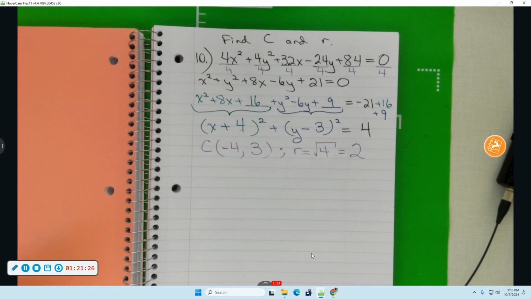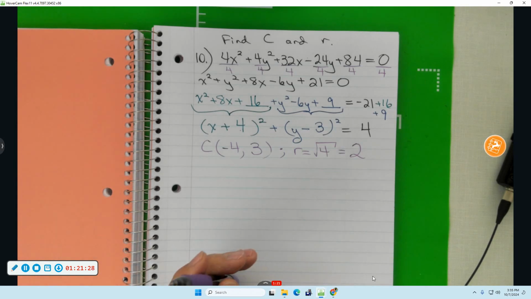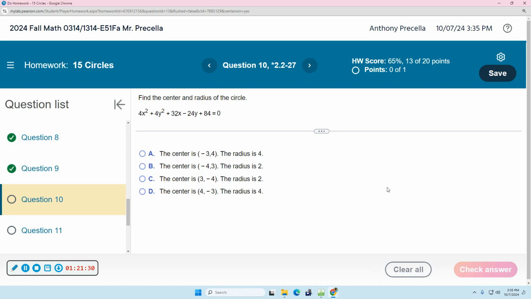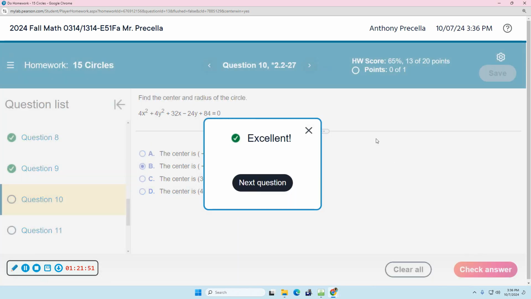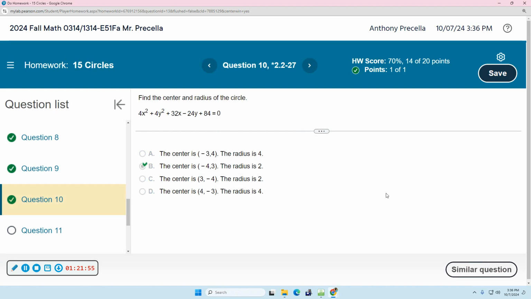Oh, goodness. Okay, so come over here. Oh, yeah, so we're not having to draw the graph here. They just want us to select the correct center and radius. Let's see. No, that's not it. Let's see. Negative 4, 3, radius 2. It looks like response B. Any questions there?